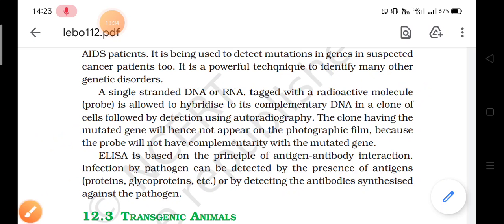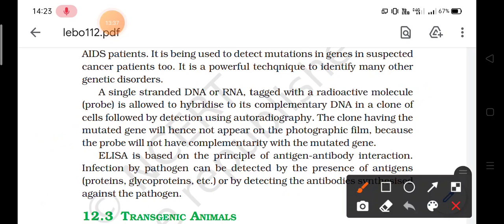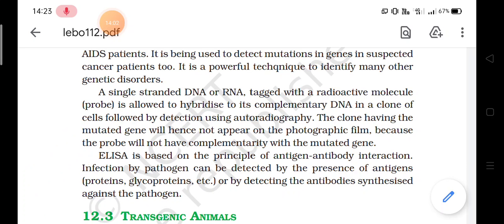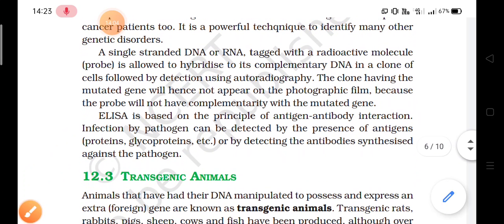It means, what is happening? Suppose we have taken a single stranded DNA. Now if there is some mutation, then the second strand formed will not be able to form complementarity with it. Why? Because this is defective. How has it become defective? Because some microorganisms have changed it. So there will be no complementarity with the mutated gene. And the second technique is ELISA.